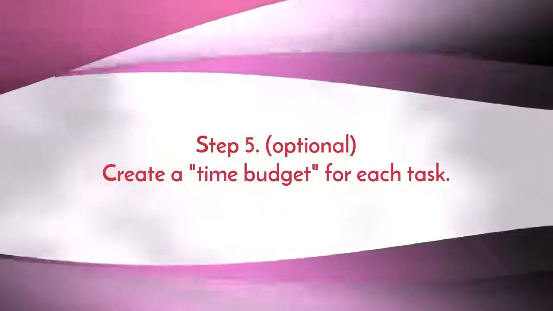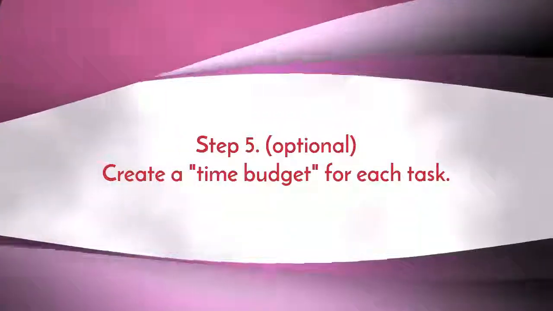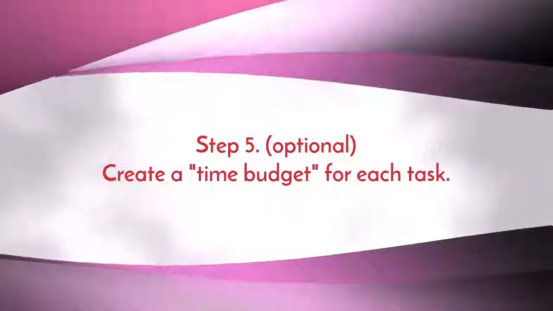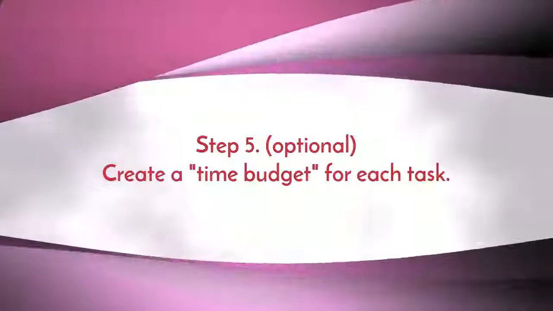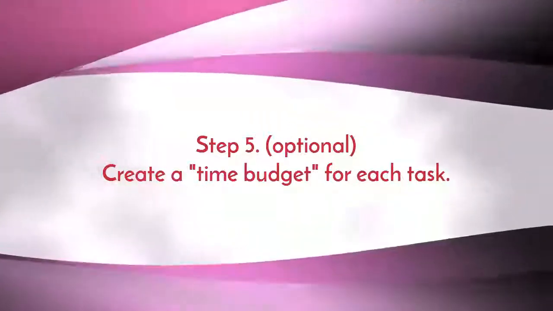Step 5 is optional as well, but highly recommended. You can create a time budget for each task or group of tasks. Now you could simply document your time as you move through the project, but you can also go back over your calendar and add a time estimate you can work against to determine how long it takes you to do certain things. This is beneficial for 2 reasons.